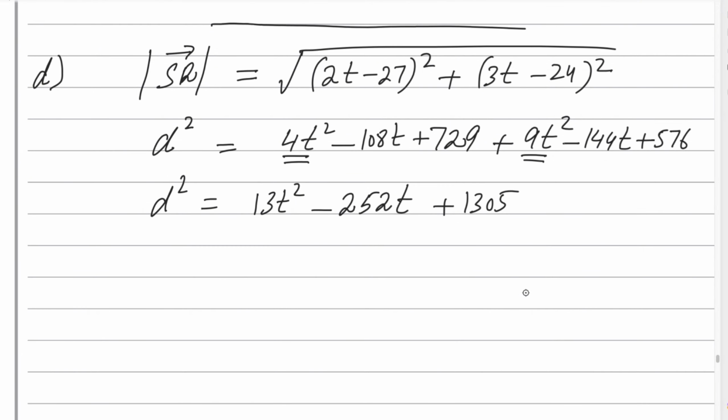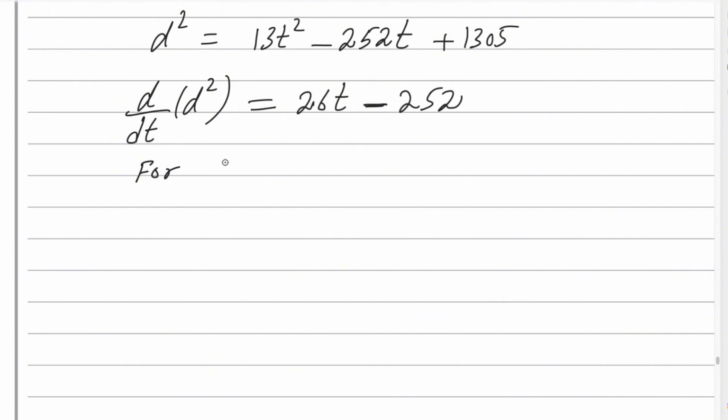Now you need to differentiate this distance with respect to time t. Derivative with respect to time t for d square. It will be, power rule, this 2 will multiply over here. It will be 26t and minus 252t. T derivative is 1, so it will be minus 252. Derivative of constant number is 0.